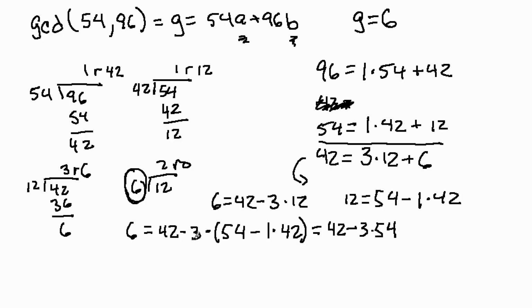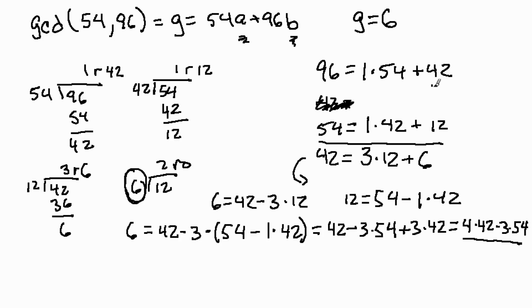And over here, minus 3 times minus 1, that's going to be plus 3 times 42. And again, I'm going to collect terms here. I've got 42 and 3 times 42, that's 4 times 42. And over here, it looks like I have minus 3 times 54. Okay, so we'll keep this expression in mind.